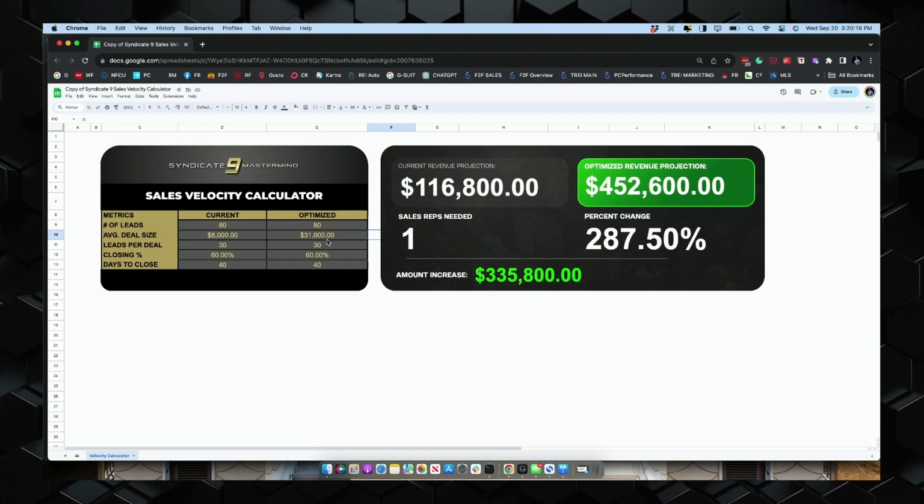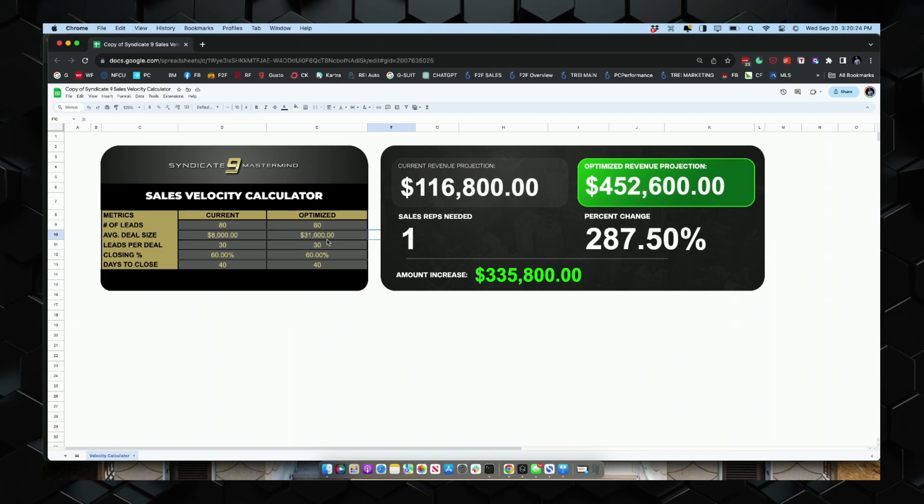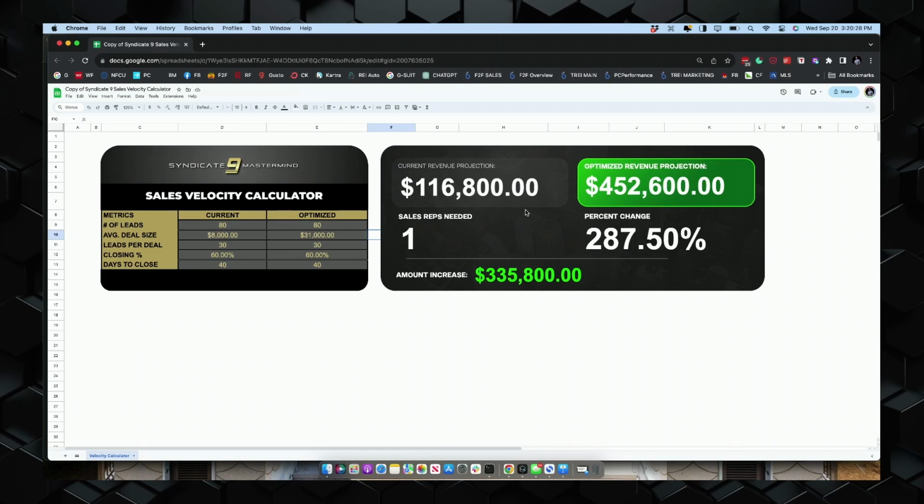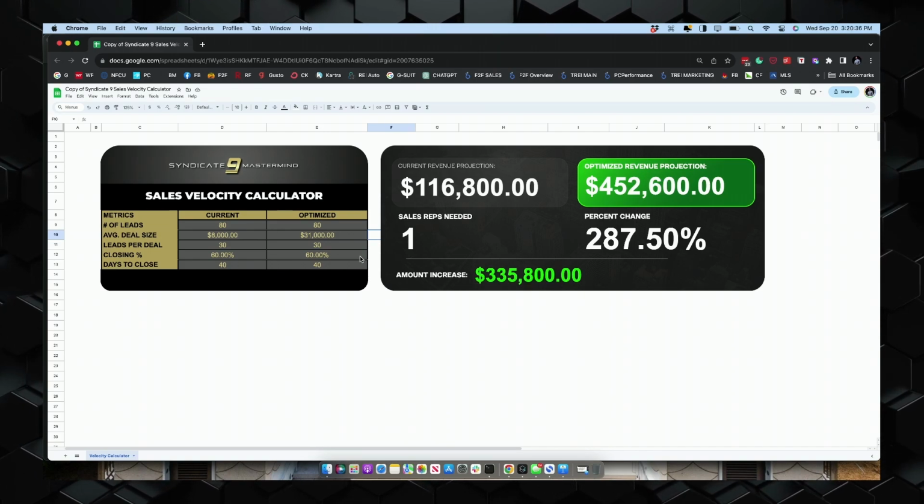You implemented RBP and you learned how to sell to retail buyers. And because you did that one implementation, you increased your average deal size. Now you went from $116,000 to $452,000. Right? That's an increase of $335,000. Now, that's one optimized number.